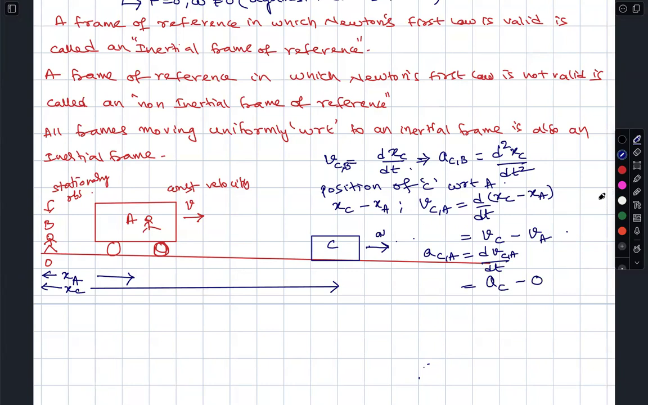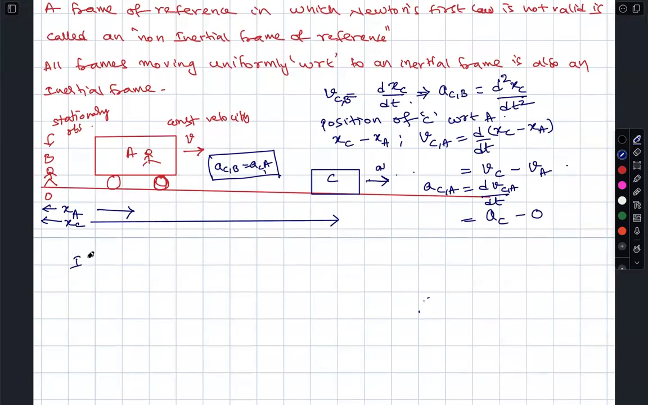What have you noticed? I have noticed that acceleration of C with respect to B is the same as acceleration of C with respect to A. Both these two observers measured the same acceleration, which means why it is the same? Because both are inertial frames.